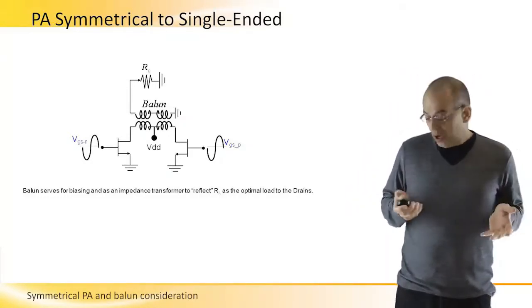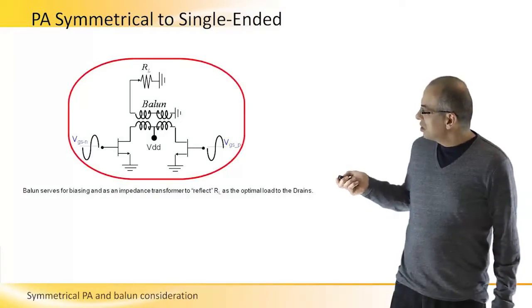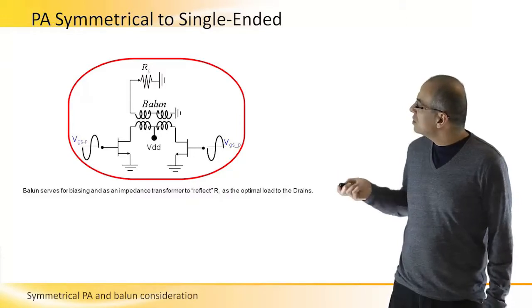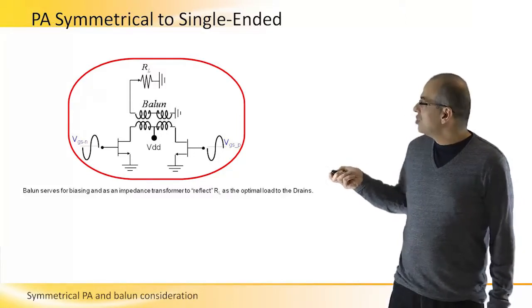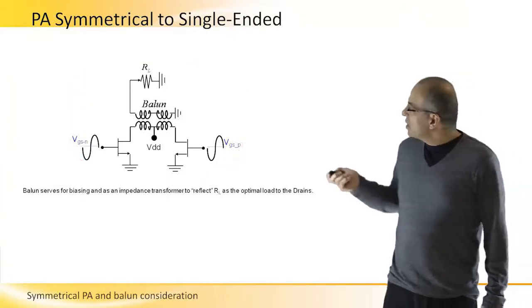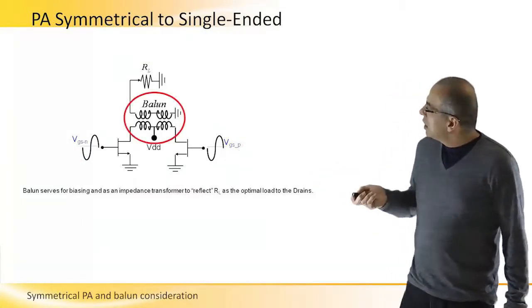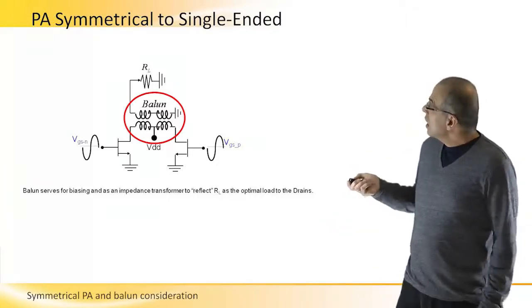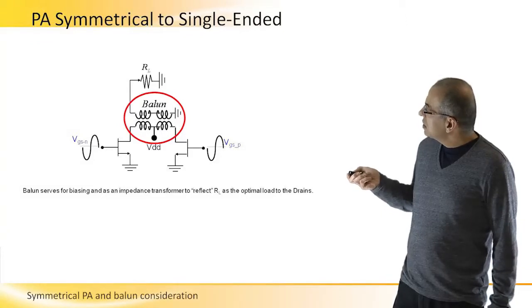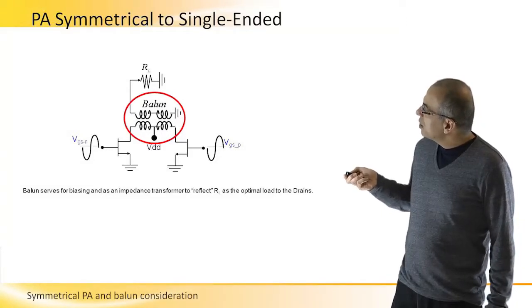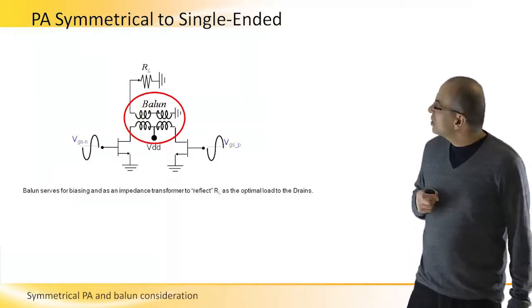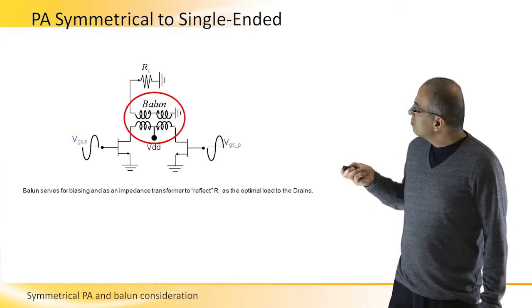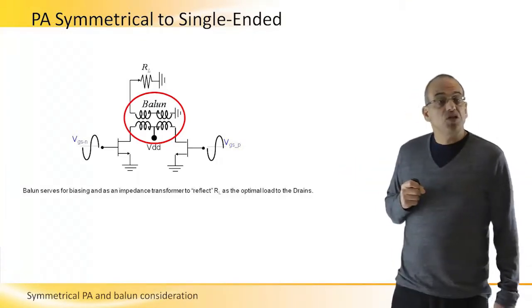Here we have a topology that has two transistors. It can be, of course, two cascode transistors or two cascode topologies that are driven differentially. But by using a balun, which is actually two transformers, and injecting the DC current right in the middle, we bias the two transistors. We also use this balun, as we will see later, for impedance matching.